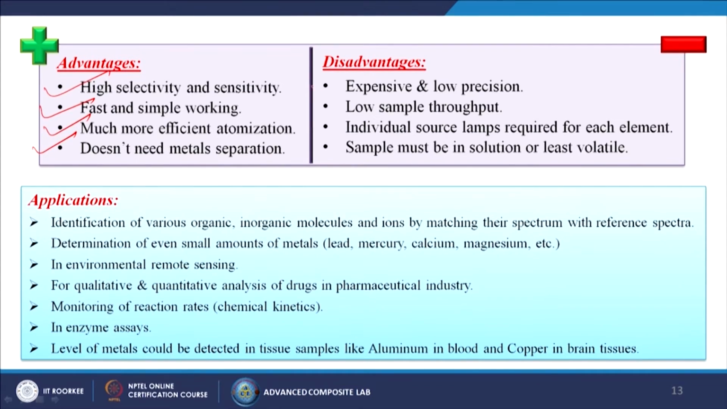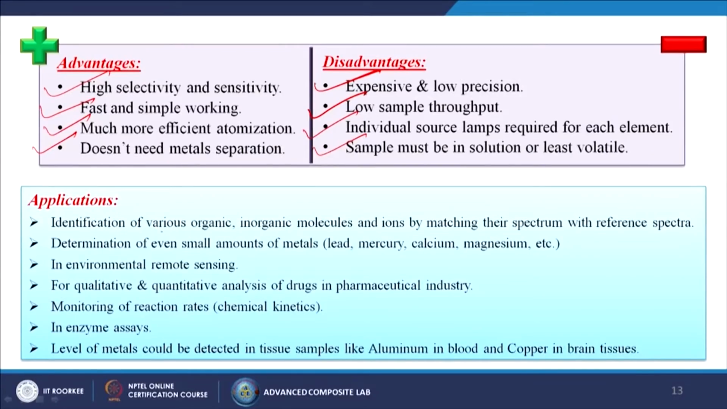What are those? The first one is that it is expensive and has low precision. Second is low sample throughput. Third is that individual source lamps are required for each element. Fourth is that the sample must be in solution or at least volatile.